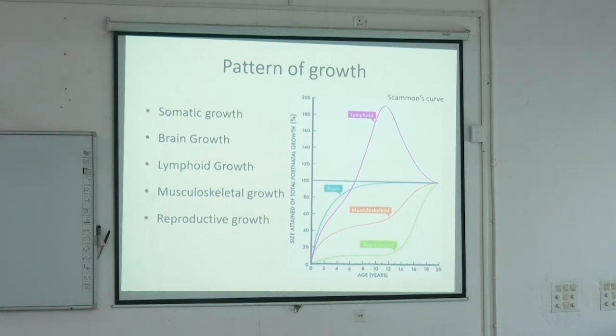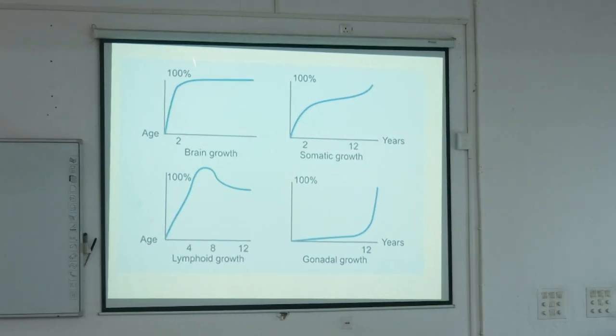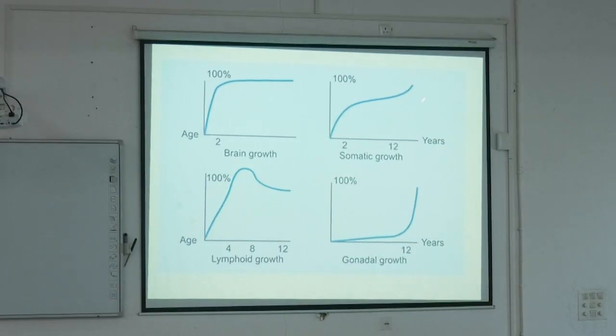And what is the main hormone that acts in the reproductive growth? This is the same thing, graph separately. So brain growth, the peak is around 2 years, the somatic growth curve is like this, then lymphoid growth peaks around 6 to 8 years, they come with tonsillitis. And then they regress after 12 years. Okay, and then gonadal growth is like this. This much is clear. This pattern is clear. Okay.